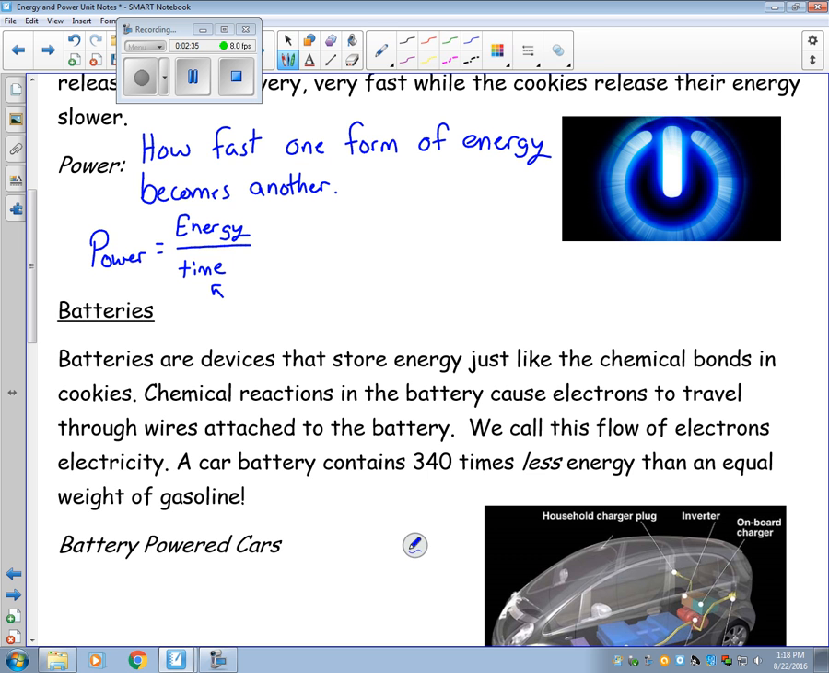The unit for power is the watt, and the watt equals a joule per second. So a joule per second is a watt. Notice also we can get energy out of here. See how the joule is equal to a watt times a second? So a watt second is a joule. That's a unit of energy.